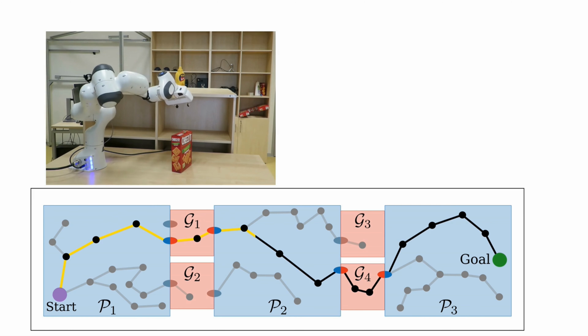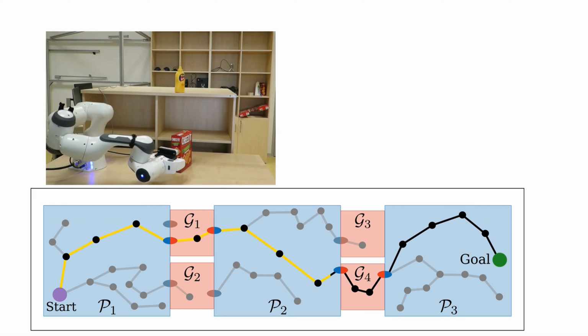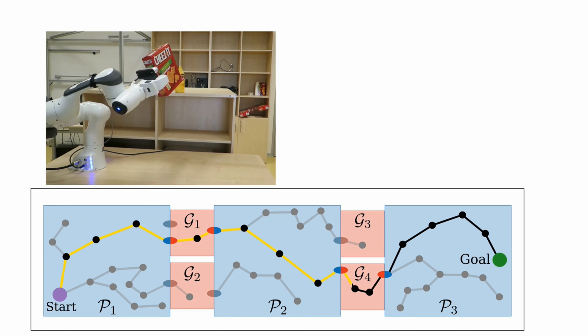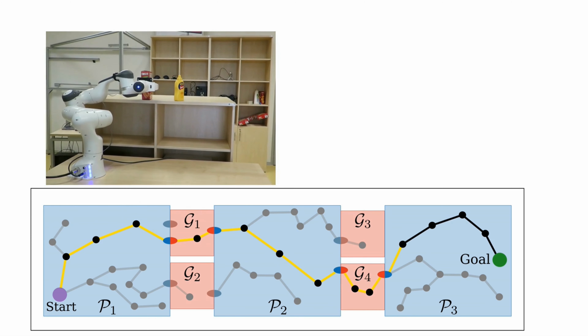The robot starts from the initial configuration, proceeds to grasp the first object, releases the first object on the goal pose, moves to grasp the second object, and after releasing it at the goal pose, moves to the goal configuration.